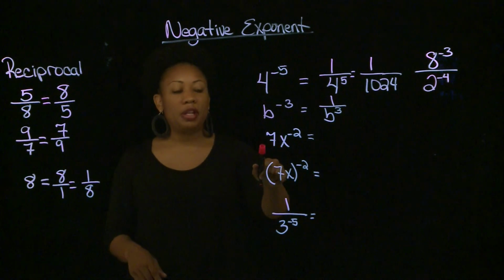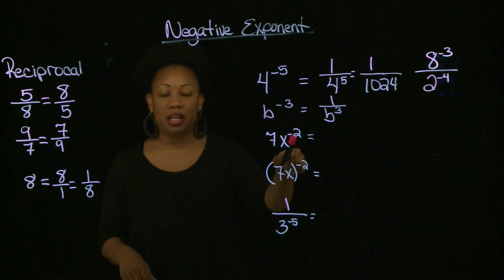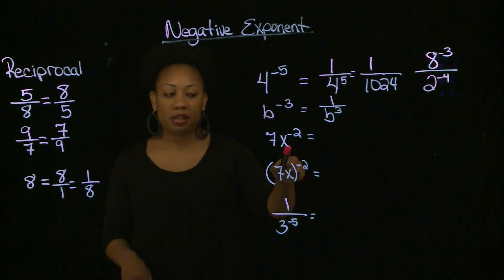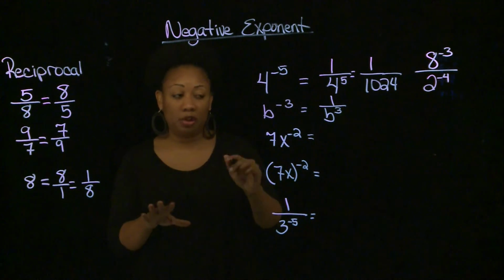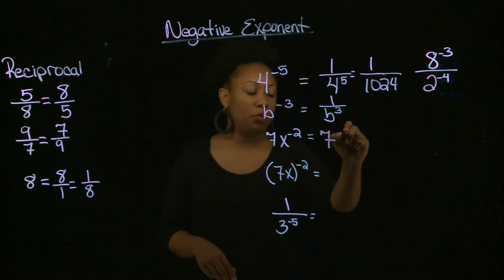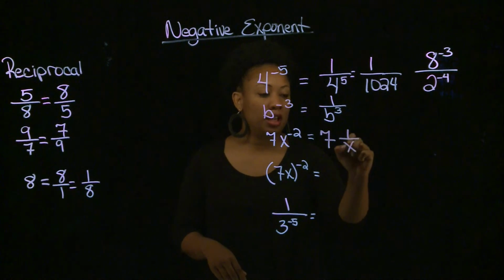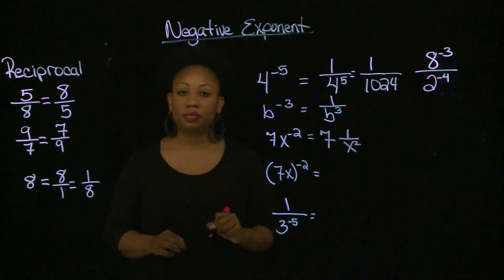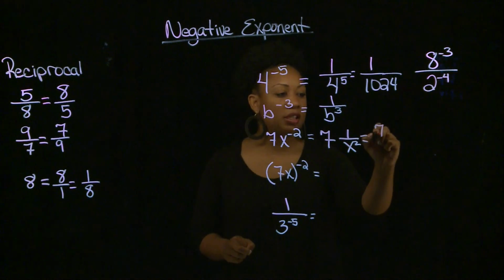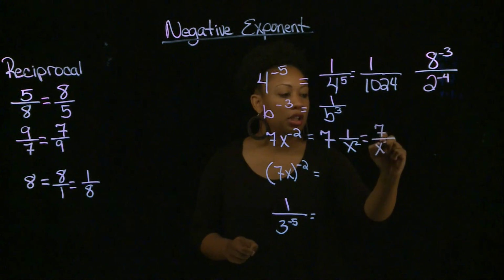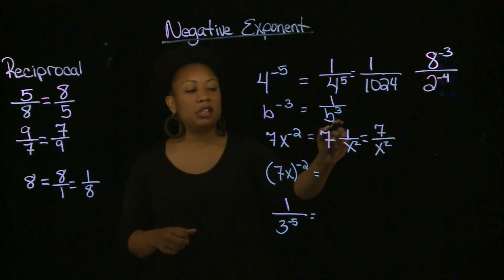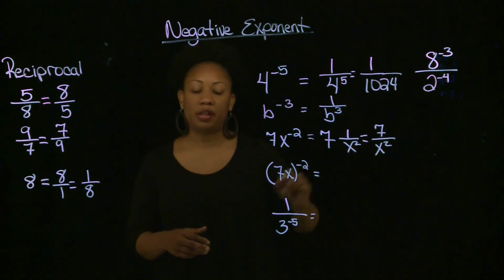Now you want to make sure that if you're dealing with a problem like 7x to the negative 2, you remember this negative 2 is only attached to this x. So this 7, we're just going to leave it alone. And then we're going to do the reciprocal of x, which is going to be 1 over x. And that 2 is going to be positive. Now you could write this also as 7 over x squared. Same thing. If you multiply 7 times 1 over x squared, you get 7 over x squared.